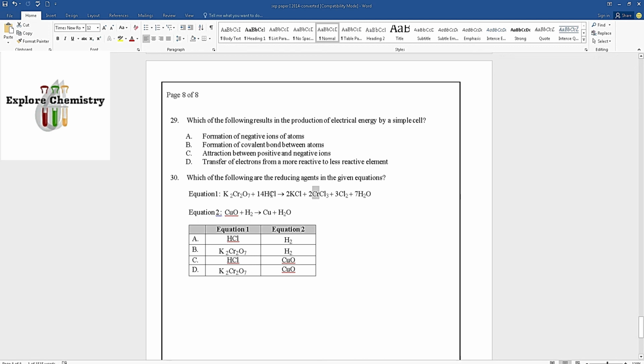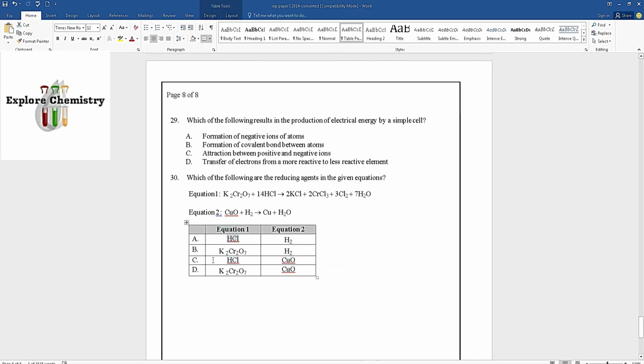Let's check Cl. Cl here is minus 1, here it is 0. So it is changing from here till here. Minus 1 to 0 means oxidation state is increasing. The chlorine atom has been oxidized here, so HCl will be the reducing agent. So in equation 1 we have identified HCl. Either option A or B is correct.